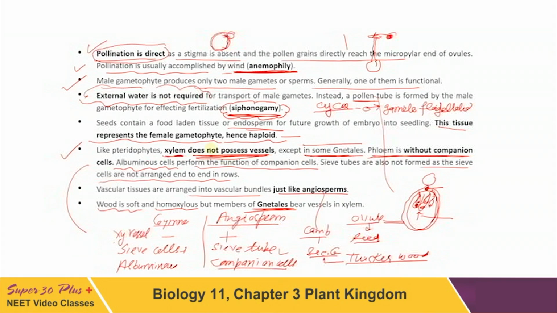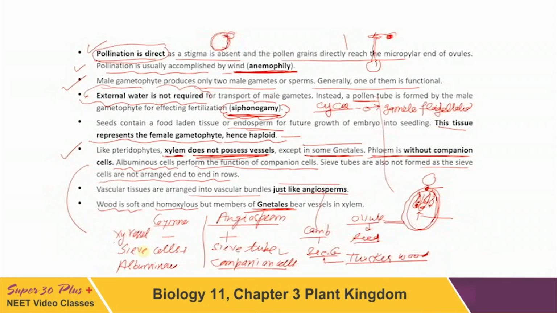The male gametophyte is the pollen grain, and the female gametophyte is the endosperm. The endosperm is haploid and is present since the beginning, even before fertilization. The difference is that in angiosperms, the endosperm is formed after fertilization. Regarding the vascular tissue system, I told you, it is just like angiosperms. It has xylem, vessels, and phloem.